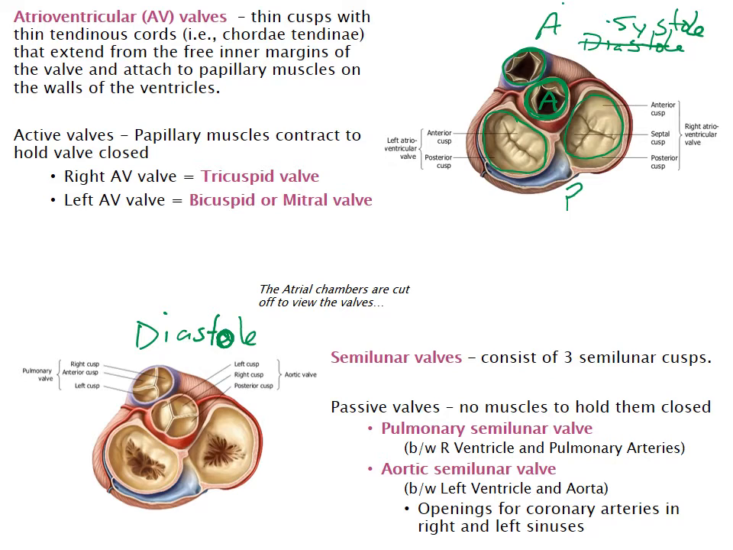And you can see that the valves are closed here. The semilunar valves are closed, but the AV valves are open, allowing blood to flow into the ventricles so that then these valves will close and the ventricles can contract, and then these valves will then open and you'll look like that again.